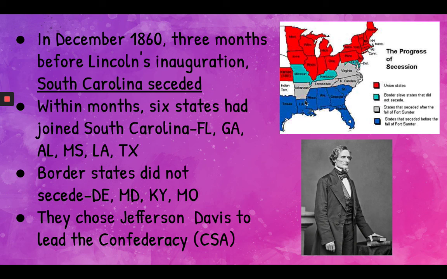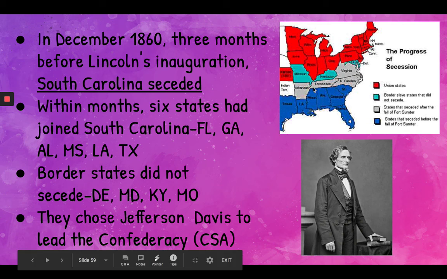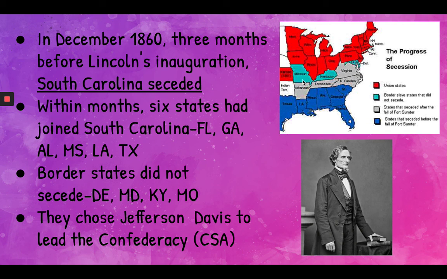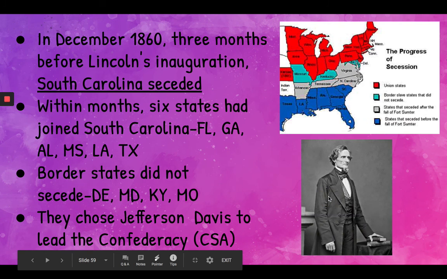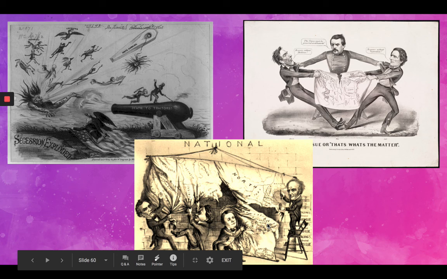The states that didn't secede, which would be known as border states, are Missouri, Kentucky, Maryland, and Delaware. These gray states are states that seceded after the fall of Fort Sumter, so after 1861, and Jefferson Davis will become the president of the CSA, the Confederate States of America.